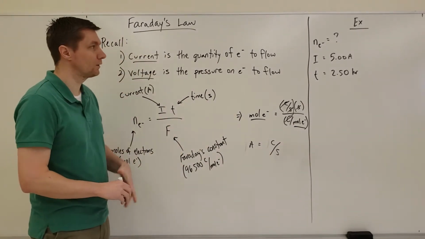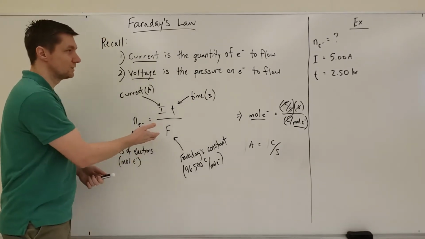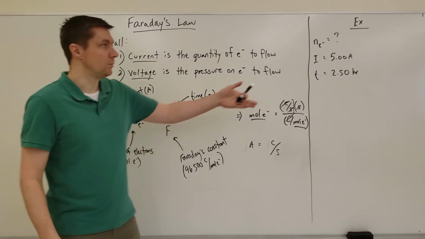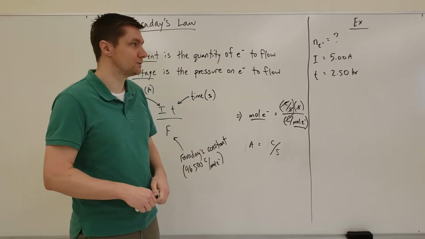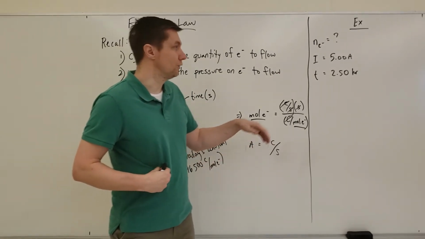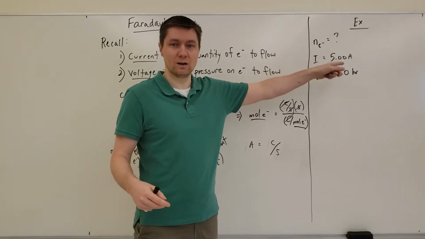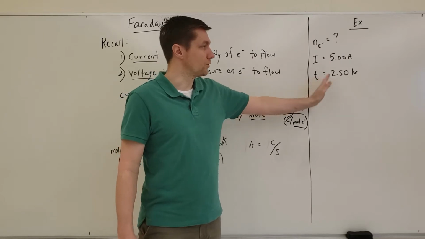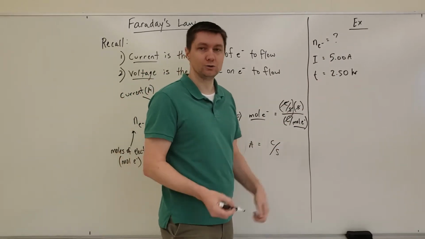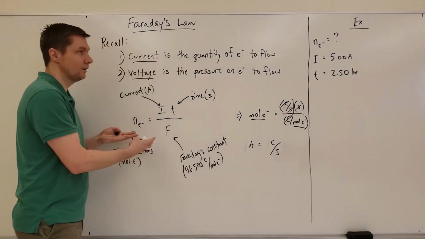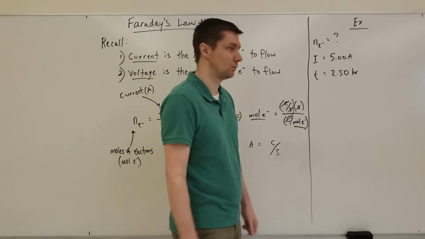Okay, so quick little practice problem that's pretty basic just in terms of using this formula. You can simply be asked, what is the mole of electrons that's required to have a current running at 5 amps for 2.5 hours? All right, and so you just use your formula for Faraday's law right here. You plug in the numbers that you have and solve for your unknown, which in this case is just moles of electrons.